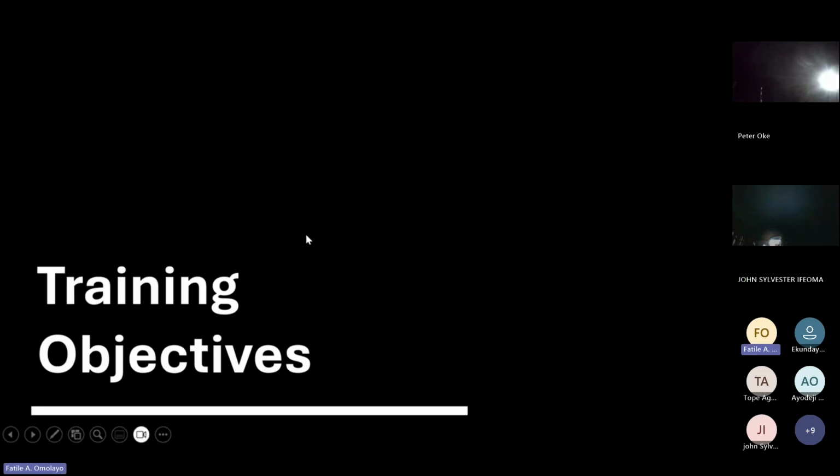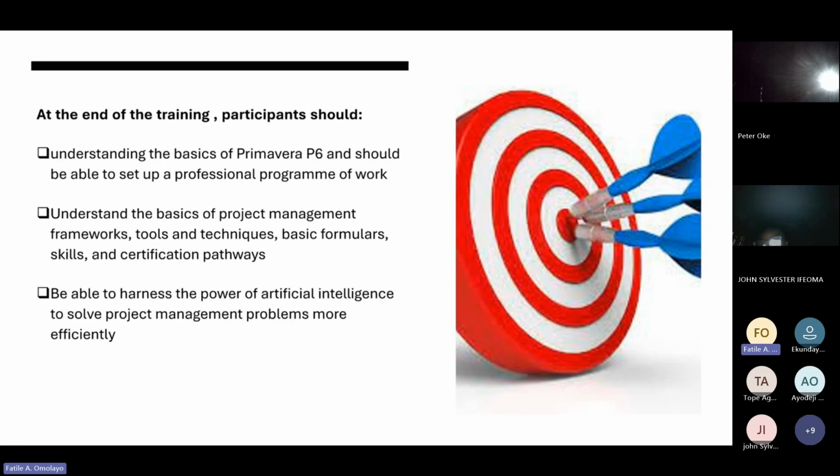Let's see what we have. Training objective. I have 3 objectives for this training. I hope that at the end of this training, participants should understand the basics of Primavera P6 and should be able to set up a professional program of work. That is the first objective for this training.